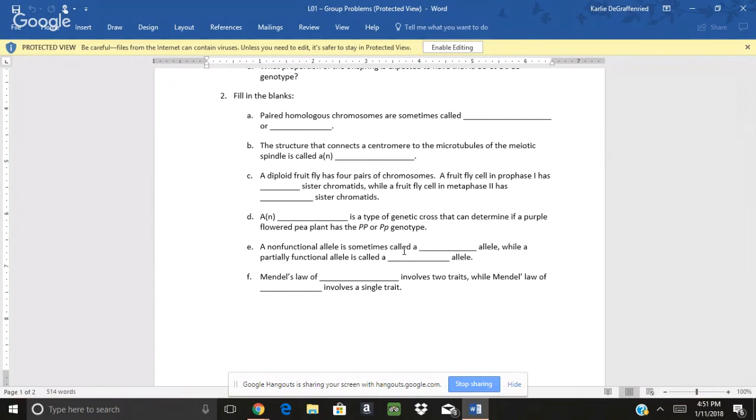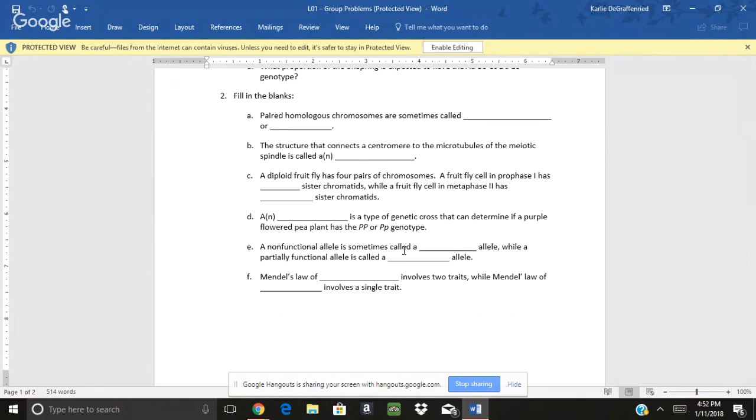Part D. Blank is a type of genetic cross that can determine if a purple flowered pea plant has the homozygous dominant PP or the heterozygous Pp genotype. And that is a test cross. You test cross that phenotype with a known genotype, which in that case could only be recessive pp. And the next generation should tell you what the parents were.